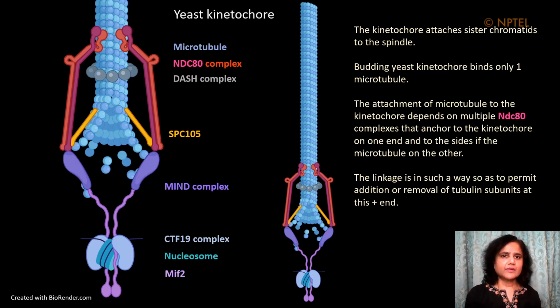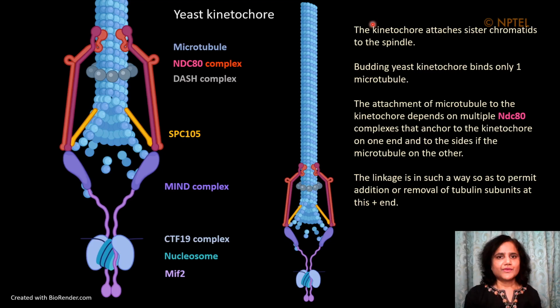Now shown here is a model of the yeast kinetochore, the budding yeast kinetochore, and this is interesting because the budding yeast kinetochore binds only one microtubule. The centromeric region is also very small. It's often referred to as a point centromere. The attachment of the kinetochore depends on this protein complex, multiple NDC80 complexes. So these complexes, you can see, anchor the kinetochore on the one end to the sides of the microtubule on the other end.